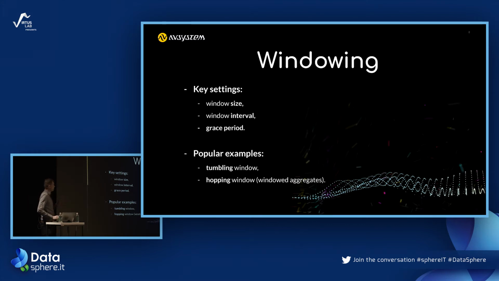But the very nice feature is that in Kafka Streams you may use time windowing by setting only three settings: window size, window interval, and grace period. And the last one is extremely useful when you're handling late events, when the events have not arrived on time.